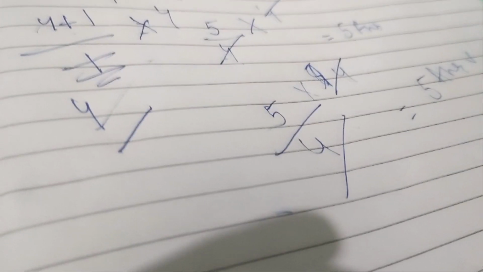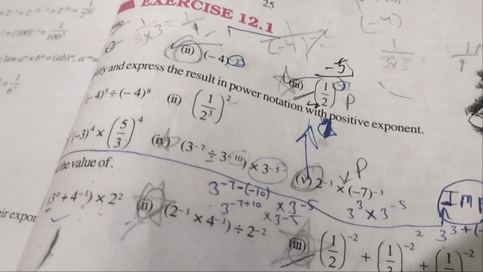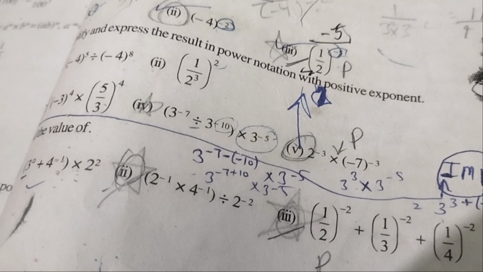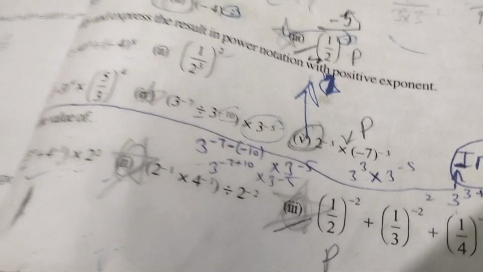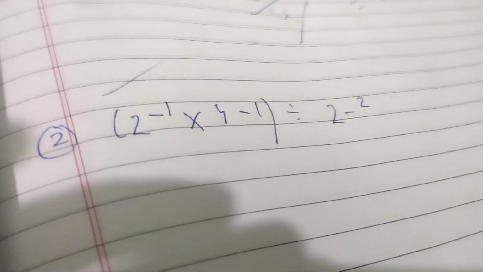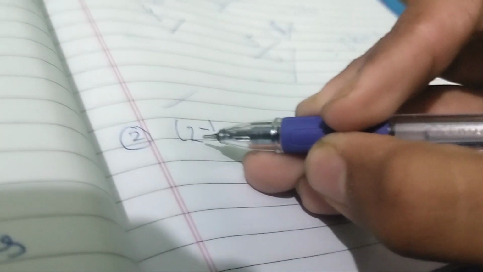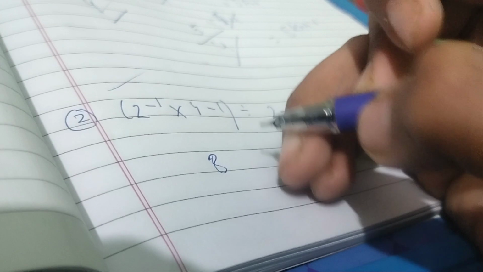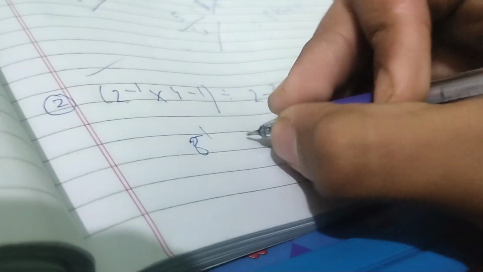Okay, now you understand. Now coming to the second part. The second part says (2⁻¹ × 4⁻¹) ÷ 2⁻². Now we have noted the second question here and now we will do its answer. So now we have to multiply 2 and 4. 2 fours are 8, so 8 with minus 1 and minus 1, and we will write divided by 2 to the power minus 2, which is 4.